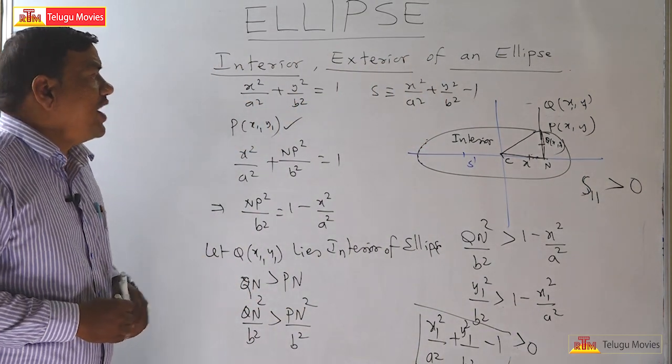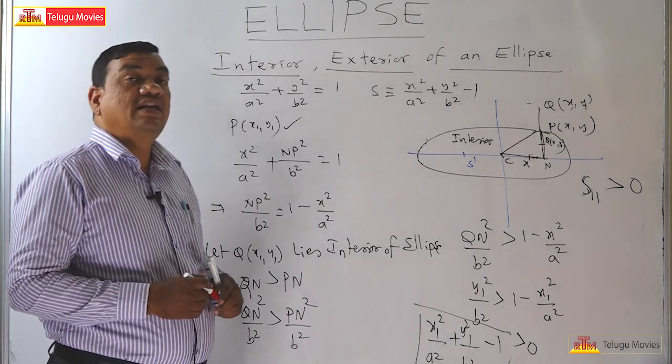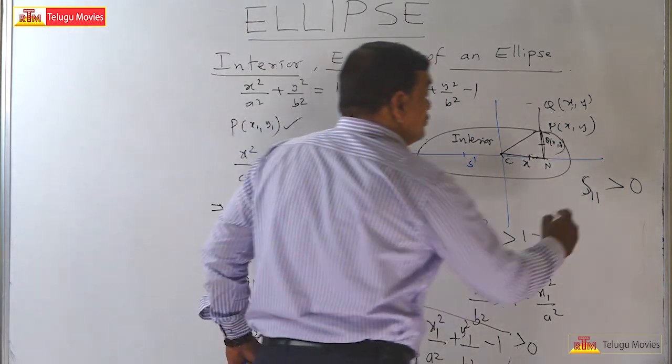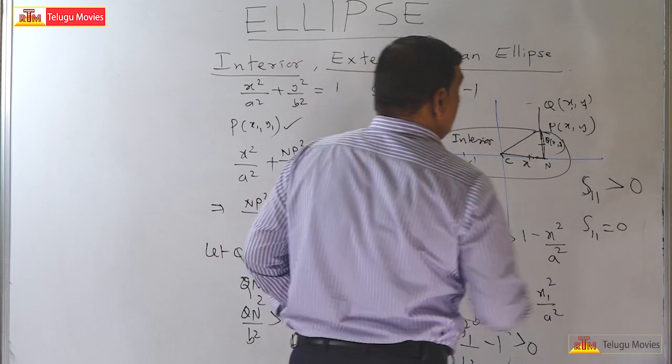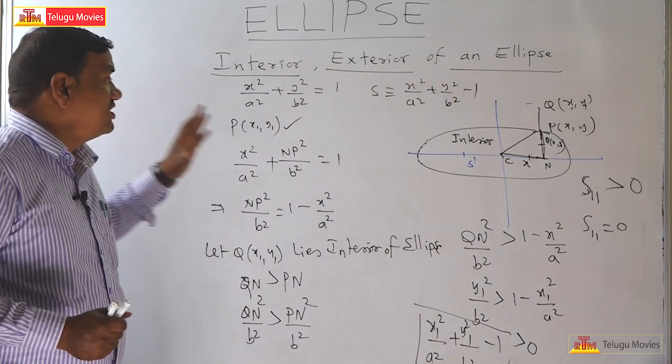Obviously, if the point P lies on the ellipse, S11 is equal to 0. S11 is equal to 0. So, very, very easy concept this is.